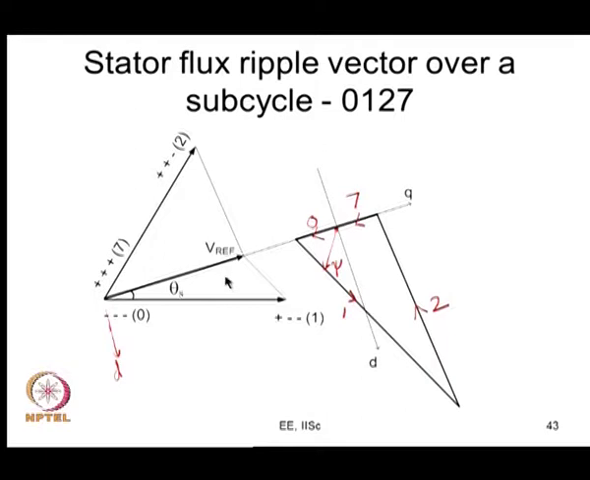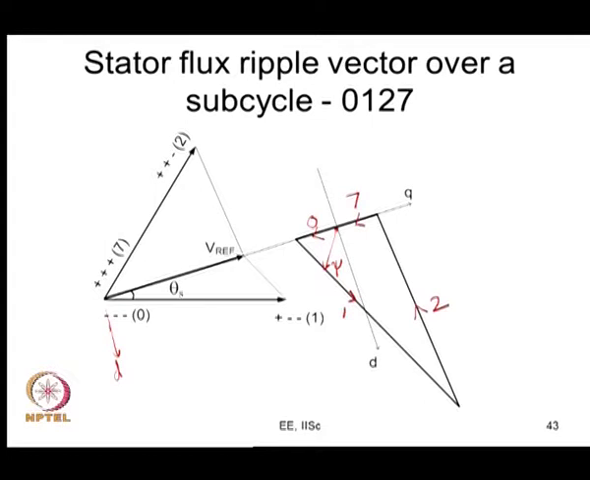That is because volt second balance has been maintained. The error voltage vector averaged over a subcycle is actually 0. So, the integral of the error voltage vector starts from 0 and ends in 0. So, this is what happens when you apply 0, 1, 2, 7, right.